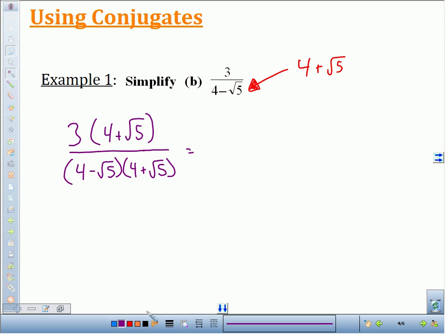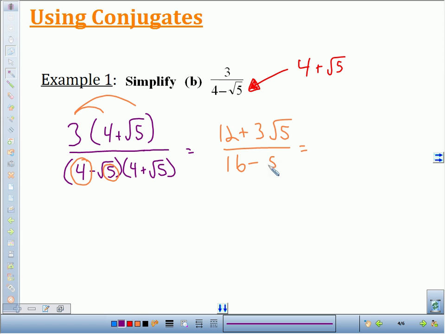Now this is where we can save ourselves a little bit of time. We can start by doing our distribution. We get 12, 3 times 4 is 12, plus 3 times the square root of 5. Now on the bottom, here's what we can do. I will take my first number and I will square it, and I will get 16. Then I will take the number under the radical and remove the radical. And then I will subtract them. Simple as that.